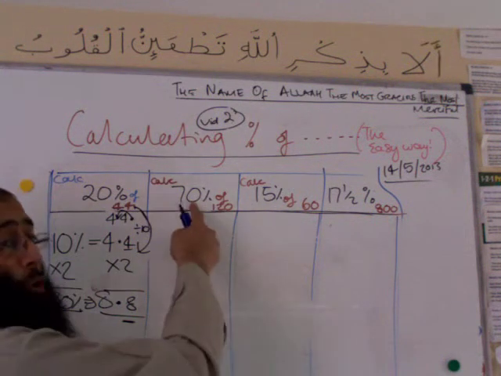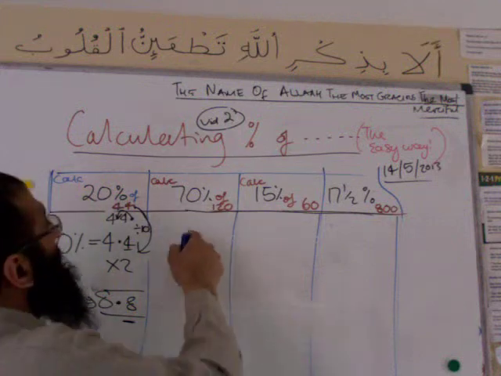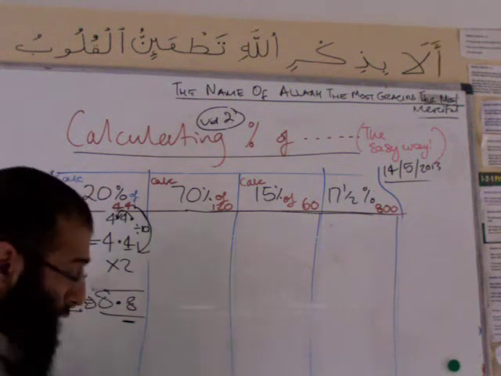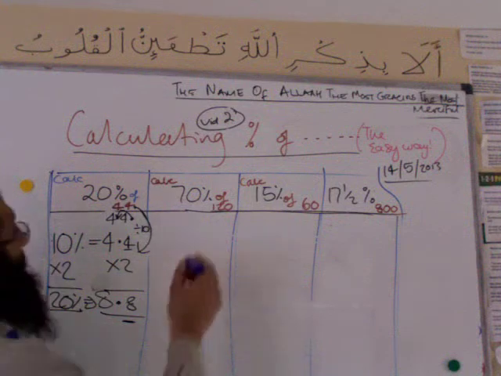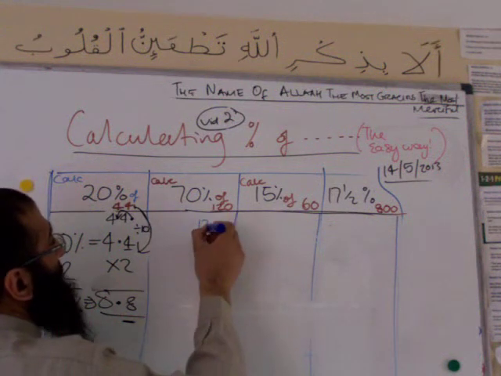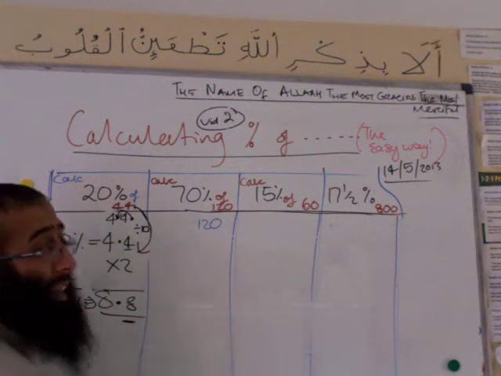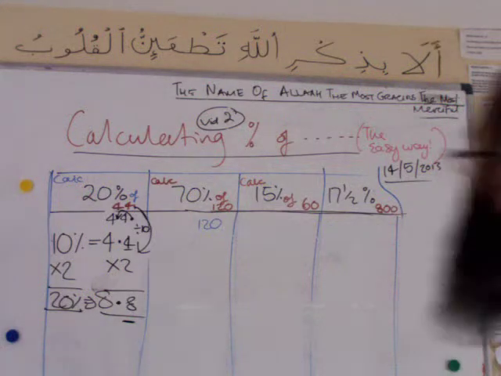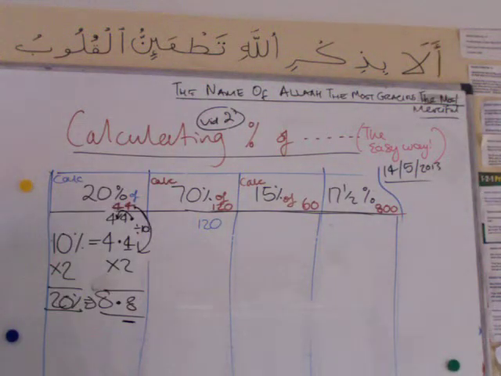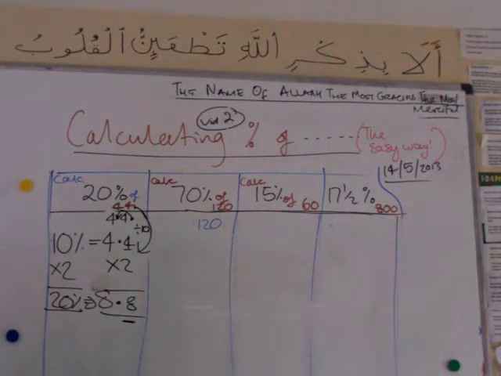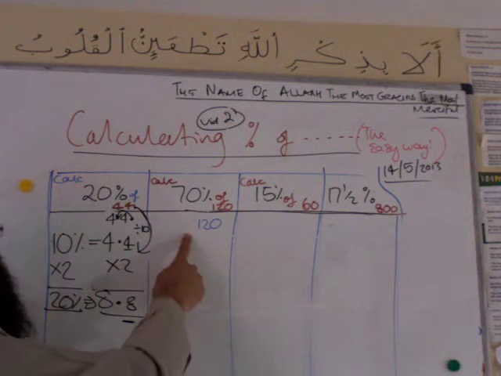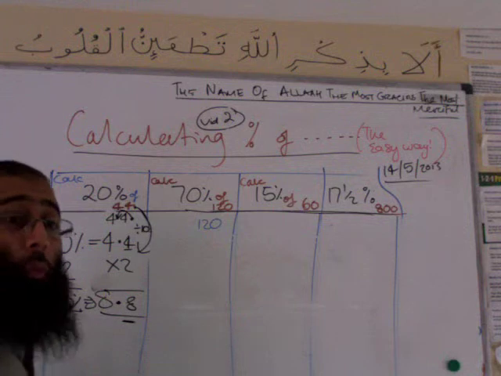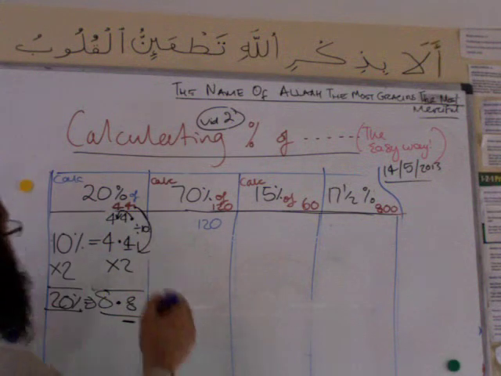Right, so you use that technique here now. We want to work out 70% of 120. So let's start with 120 over here. We want to work out 10% first. To work out 70%, we start with 10% and times by 7.